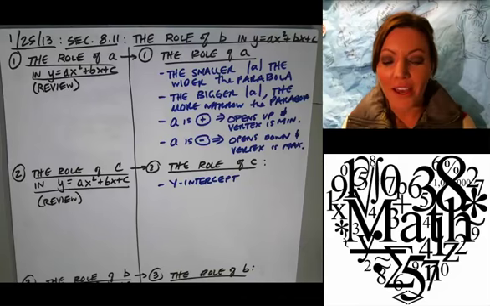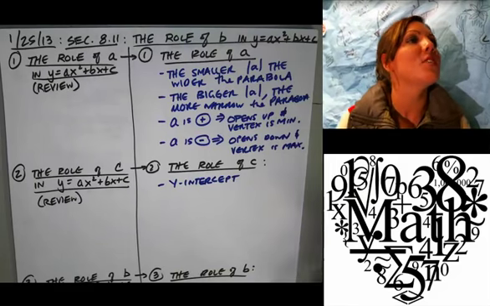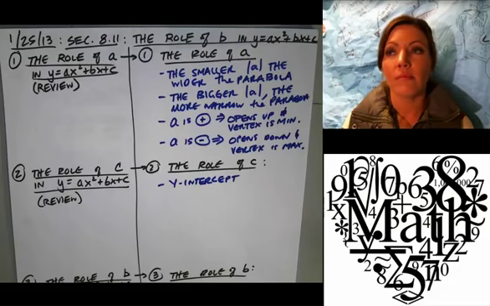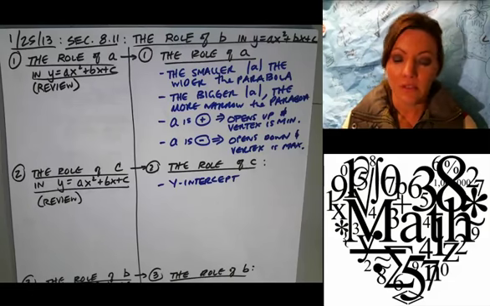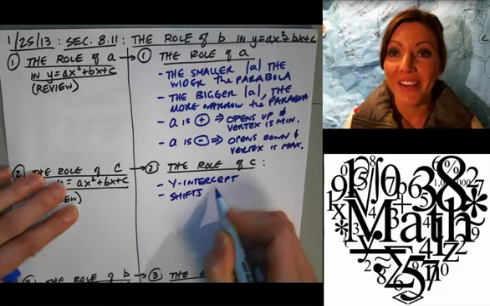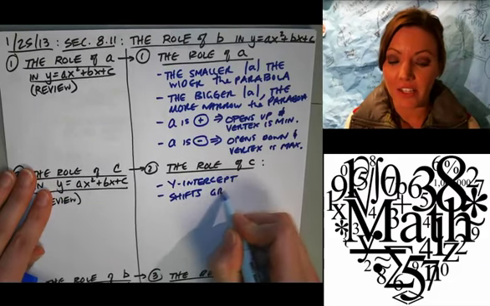Okay, what else? So c is the y-intercept. What else? It had to do with shifting. Oh, it shifts the graph. Good. Which way, Akashni? Left, right, up, or down? Up or down. That's good. Everybody give it up for Akashni.